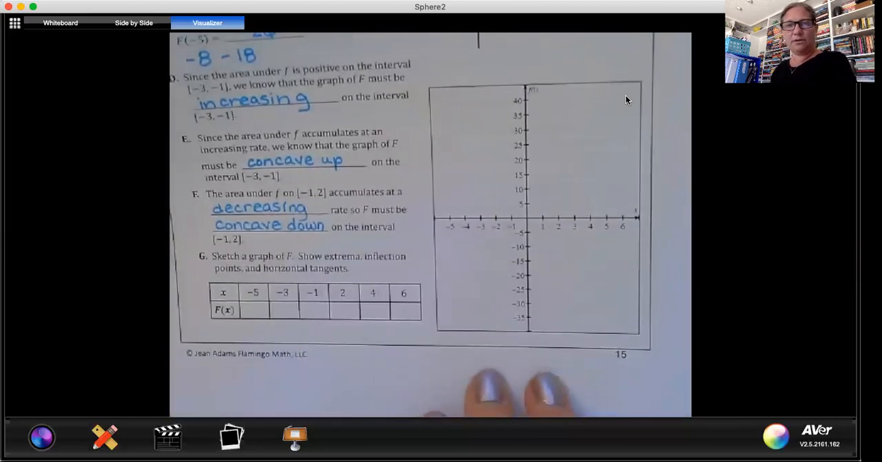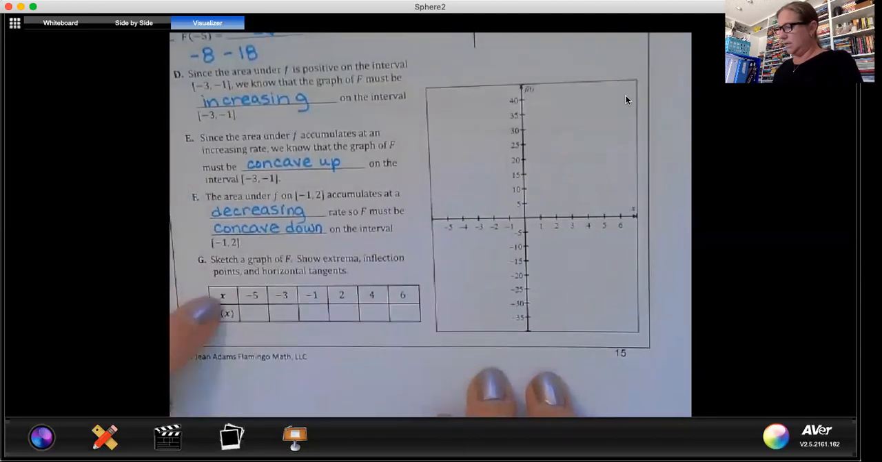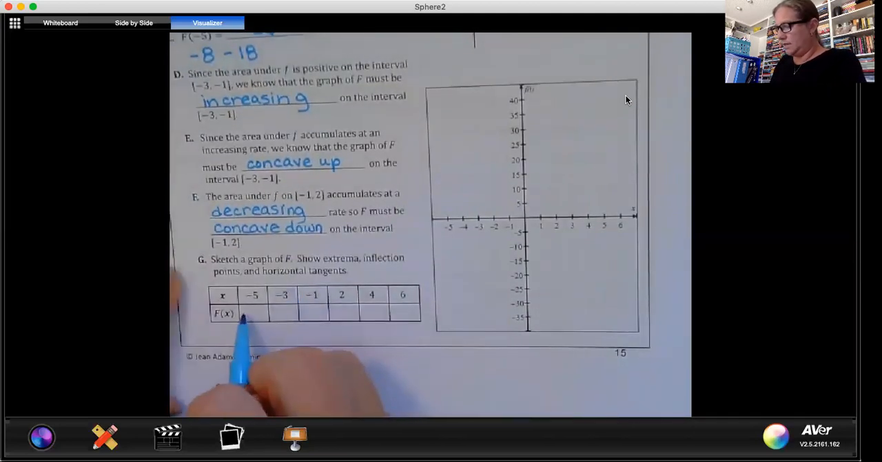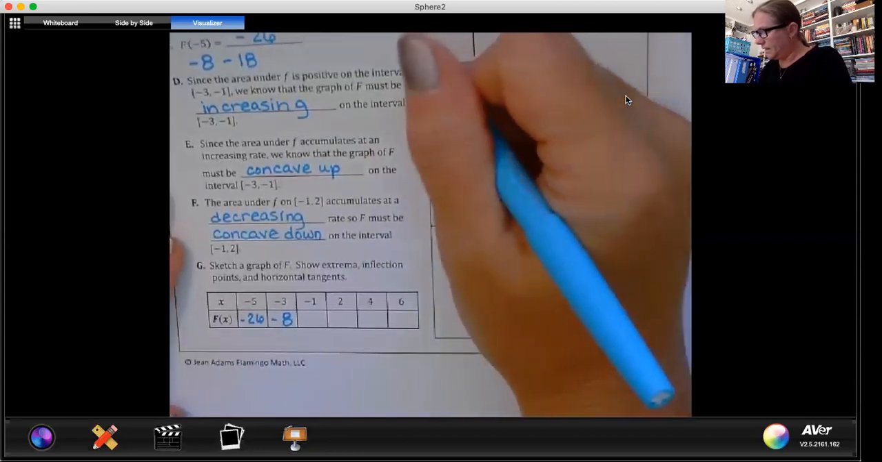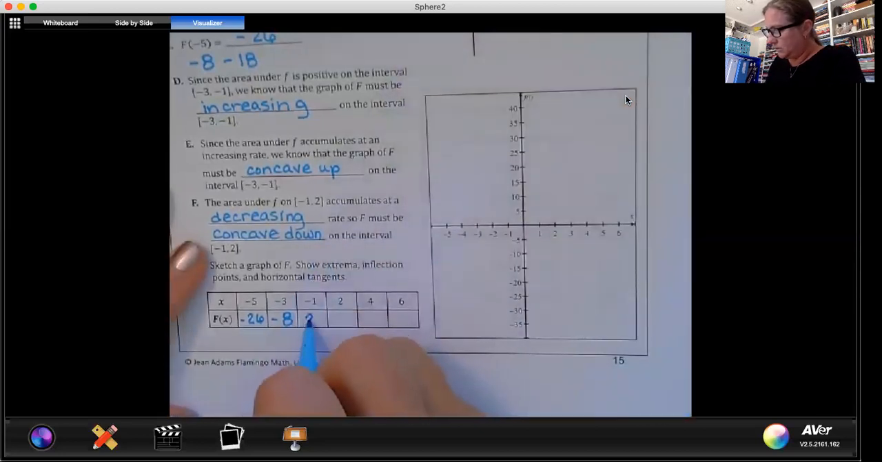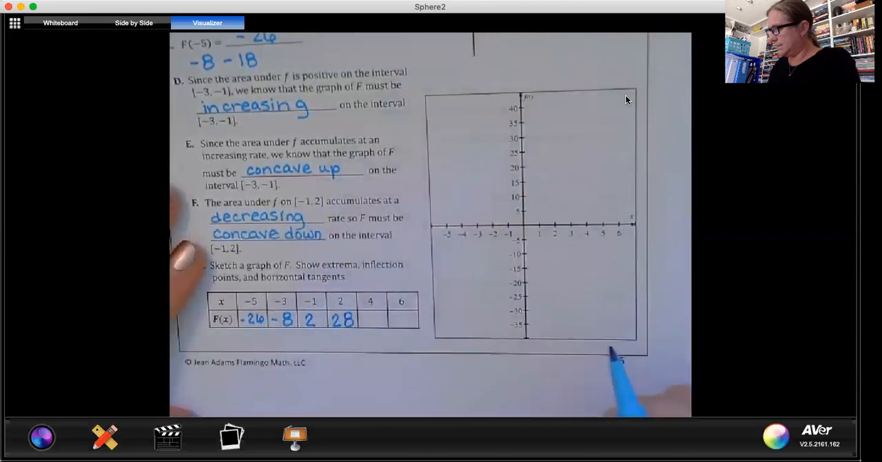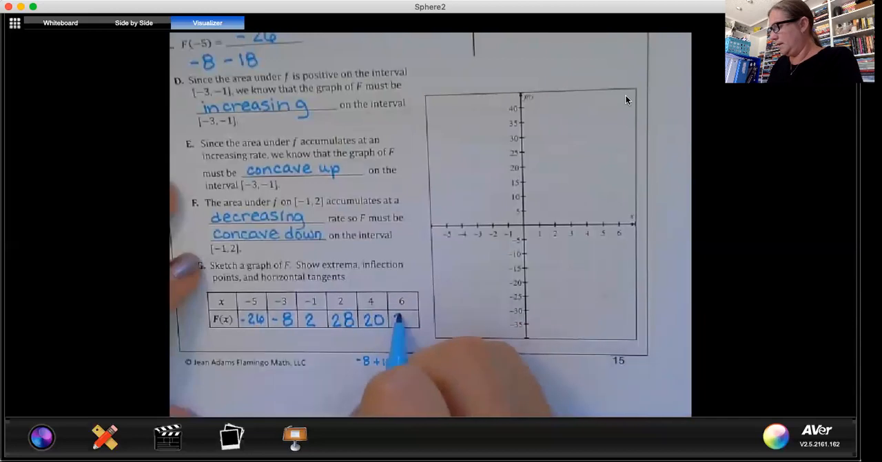Sketch a graph of F, show extrema, inflection points, and horizontal tangents. So when x is negative 5, look at part C. We have negative 26. At negative 3, negative 8 is your initial value. Negative 1 is negative 8 plus 10, which is 2. 2 is part A, 28. F of 4 is going to be negative 8 plus 10 plus 26 minus 8. That would be 20. And then part B is 34.